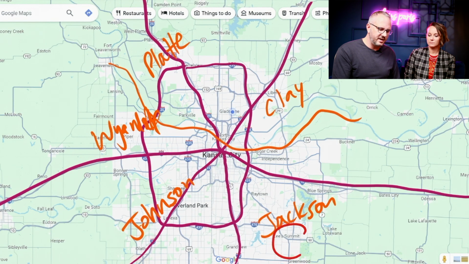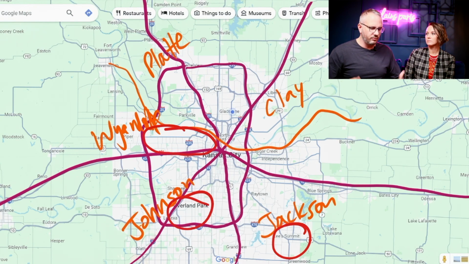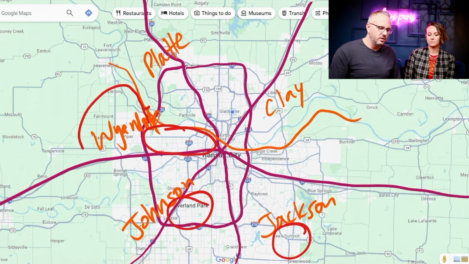Lee's Summit sits out here. It's very similar to Overland Park. And Wyandotte's kind of its own thing. This is a lot of an older area that's being really gentrified and redeveloped. And then as soon as you get outside of that 435 loop, you are into more of a rural area.